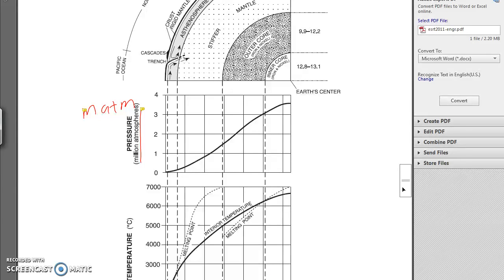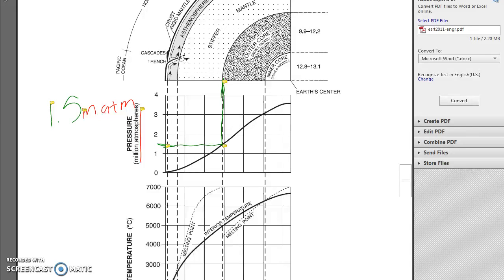So, the boundary between the stiffer mantle and outer core is represented by this line. If we want to know what the pressure is within the Earth, all we need to do is follow that line down until it hits the index curve, and then follow it over to the axis. So, what is the pressure right between the stiffer mantle and outer core? It's right about here. Looks to me like about 1.5 MATM in this case.